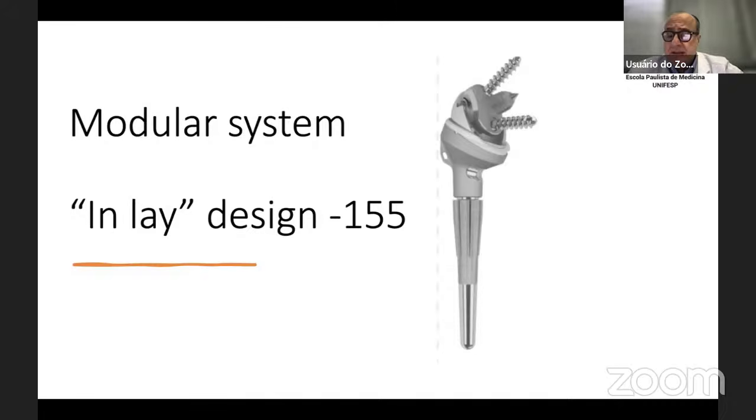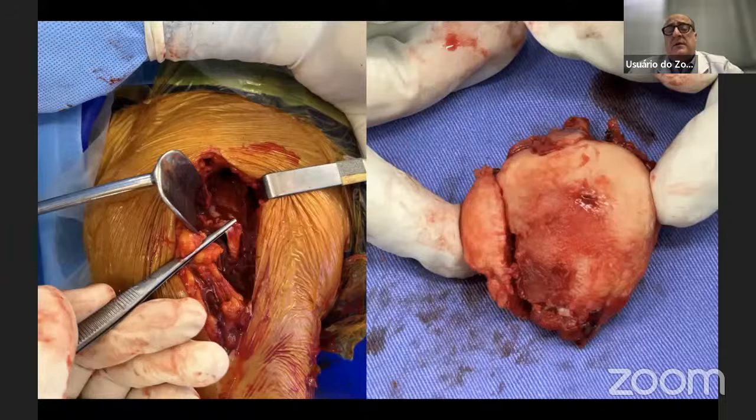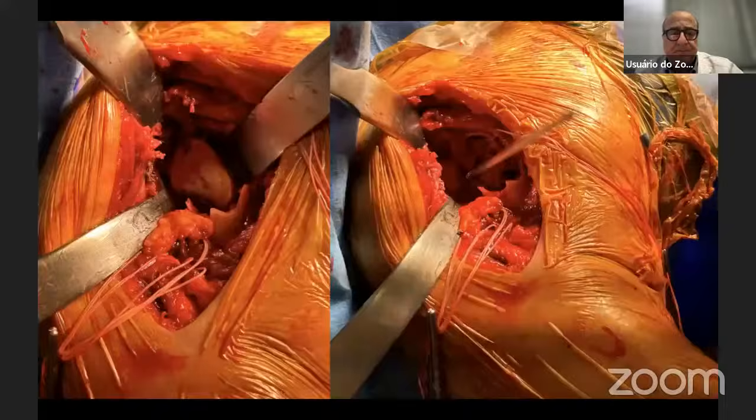It's a modular system. And we do what? We do a deltopectoral approach, as a regular deltopectoral approach. And you can find the long head of the biceps. This long head of the biceps is our landmark to separate the tuberosities. On the right side, that is the head, the split head. And it's easy to take it off and separate the tuberosities.